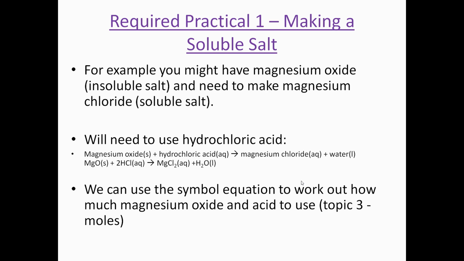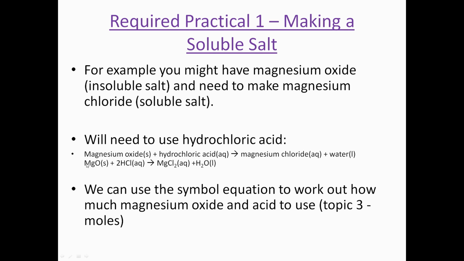And you can use this simple equation to work out how much magnesium oxide and acid you need to react. This goes back to topic 3, moles. So you might, for example, say you're going to use 100 milliliters of 1 mole per decimeter cubed hydrochloric acid. You can work out how many moles are in that. You can then look at this equation and realize that to make this reaction go completely, you're going to need half the number of moles of magnesium oxide as hydrochloric acid.